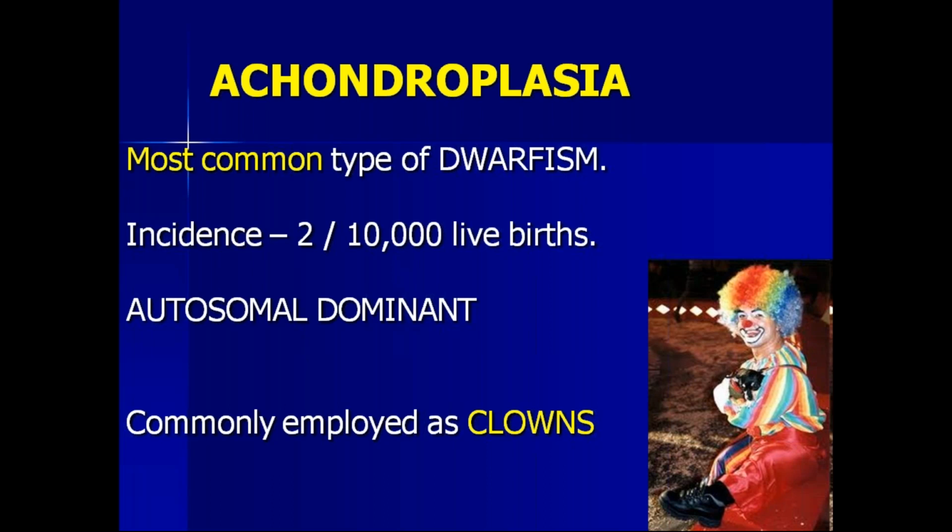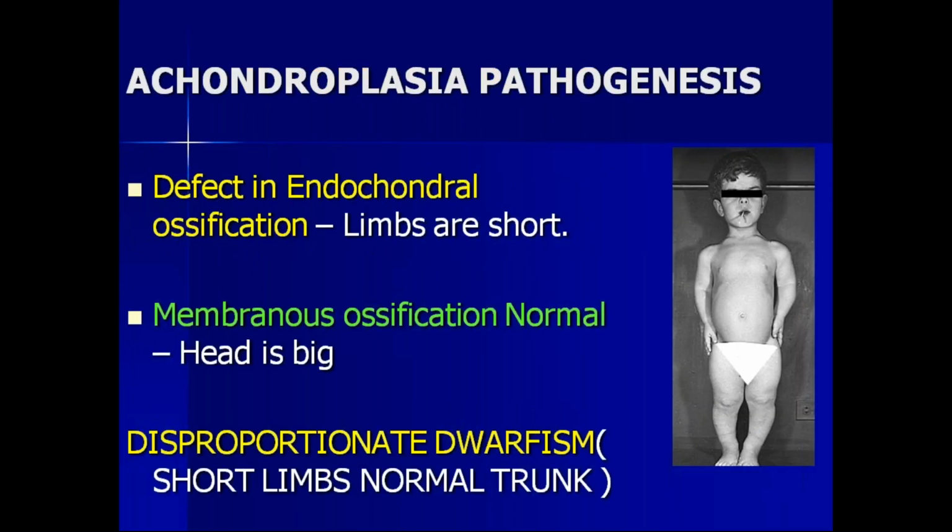Coming to achondroplasia, it is the most common type of dwarfism. Usually, you must have seen some people in railway stations or somewhere with a short stature. Their IQ is normal and they behave normally like adults, but they have shortened limbs. They are mostly employed as clowns. It is an autosomal dominant disorder with 2 in 10,000 live births.